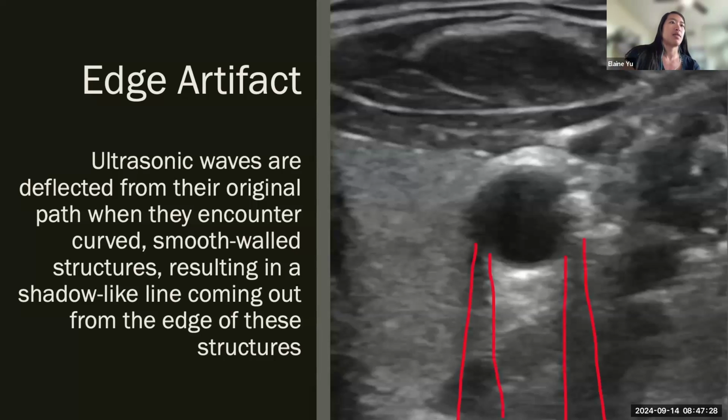So I've highlighted that here in red. So you have your ultrasound waves hitting this curved vessel structure, and right at the edge of the curve, as your ultrasound waves are hitting that and kind of refracting off, you're going to get this shadowing, and that's called edge artifact.